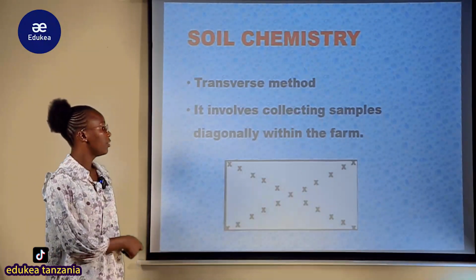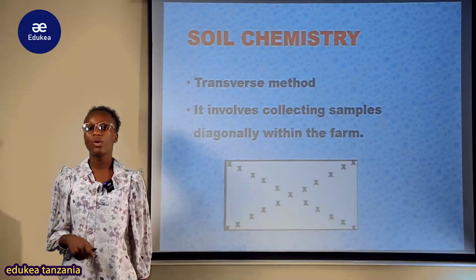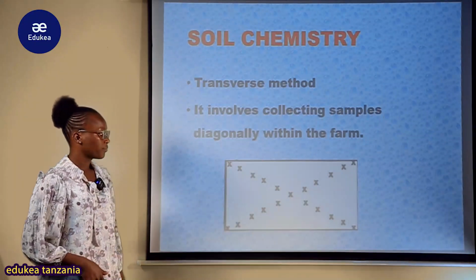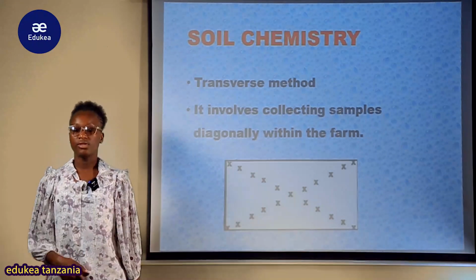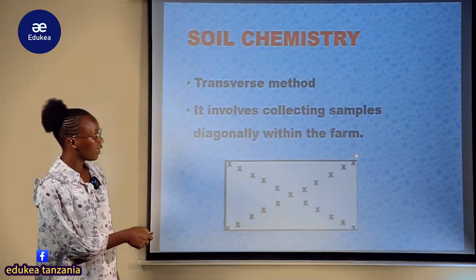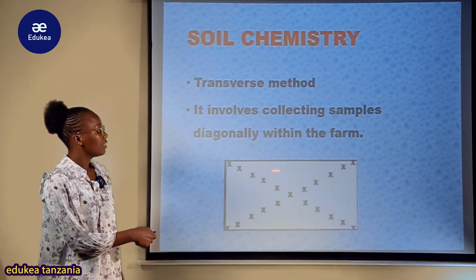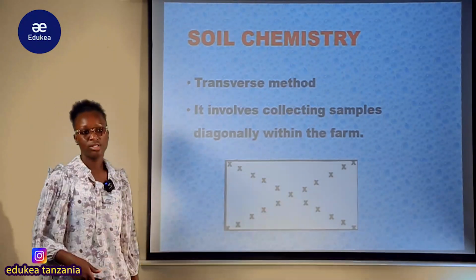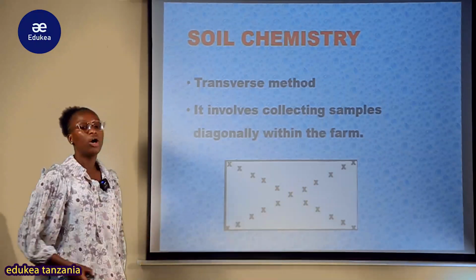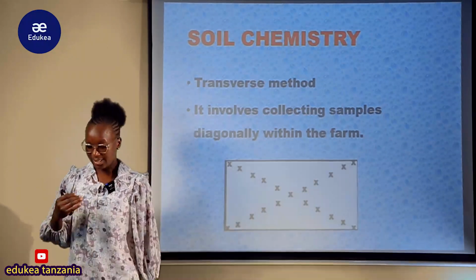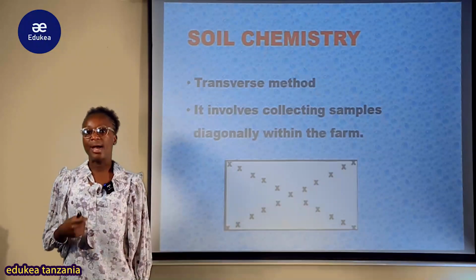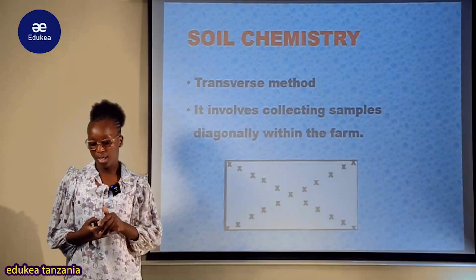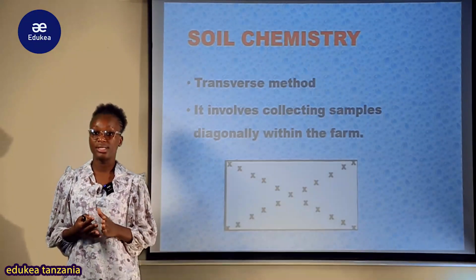Ukishacollect sample diagonally in this way is where you are able to test. Na baada ya kutest utaweza kujua kumbe eneo langu hili lote lina nature fulani ya soil pH. Kwa sababu umetokea hapa mpaka hapa, ina maana this kind of soil itakuwa involved, but also this one will be involved, this will be involved. So obviously, your farm or your area will be tested for the kind of soil pH there by this transverse method kwa kucollect the samples diagonally only. So you can see how it is simplified.